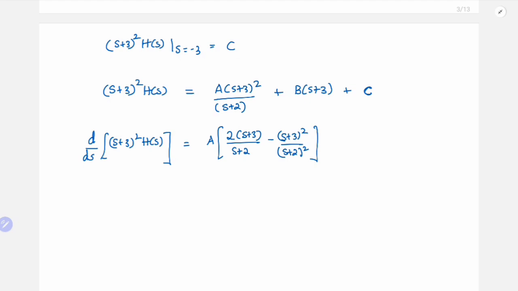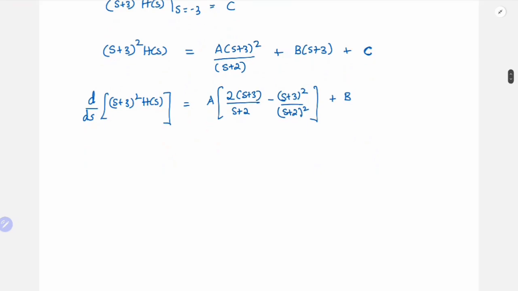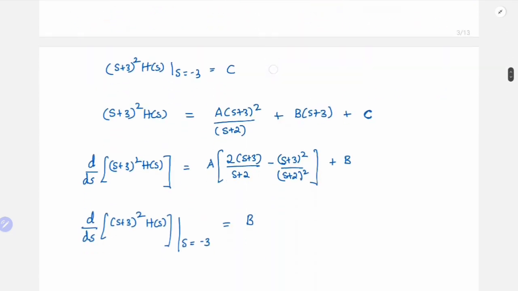You can see that as long as this power term is greater than the number of derivatives we take, that (s plus 3) will still remain. And when we substitute s equal to minus 3, this will still go to 0. But my b will remain, just the b, and my c will go to 0. Now if I take s equal to minus 3, I will arrive at the value of b. So this is how you do it for repeated poles. Okay, this is for power 2.